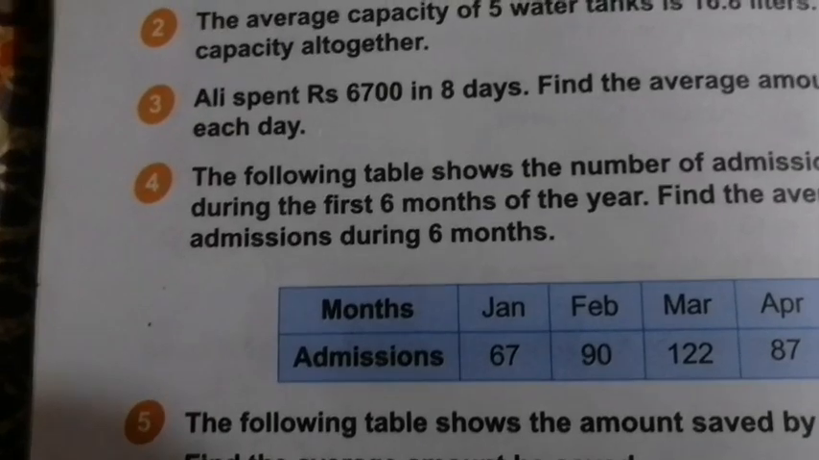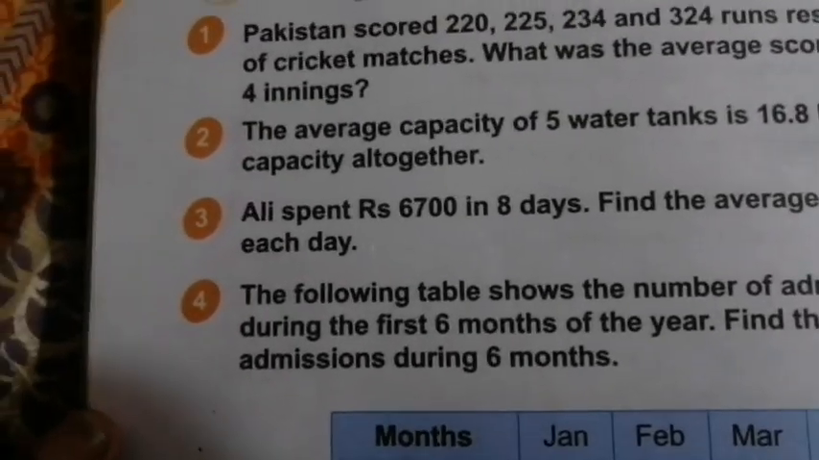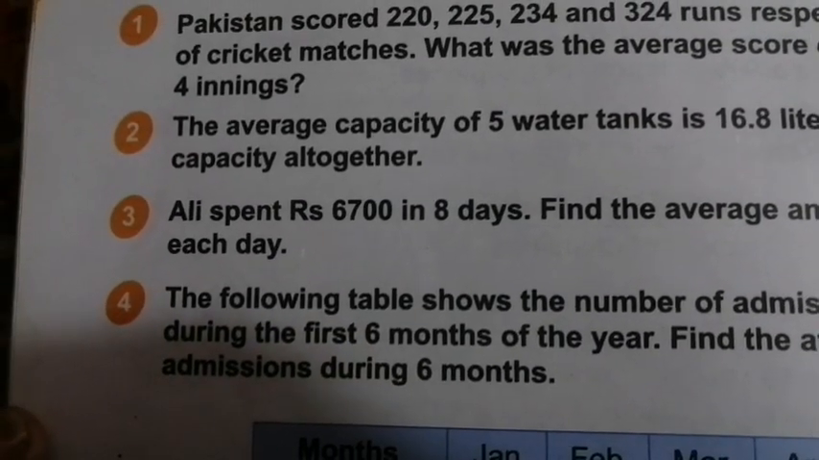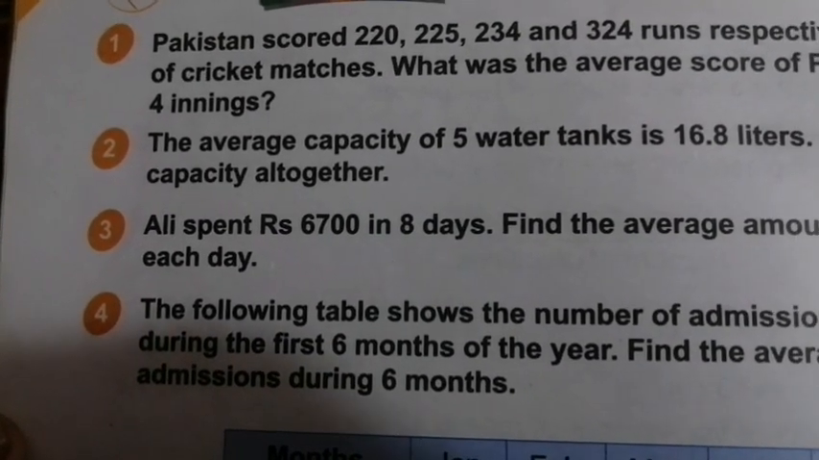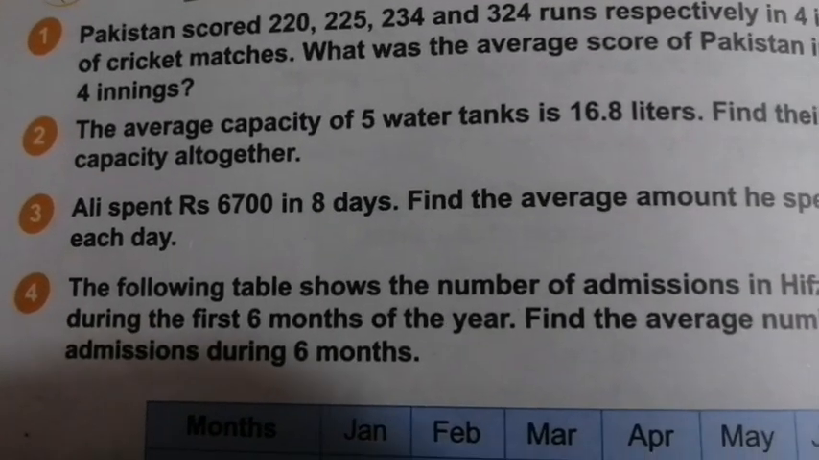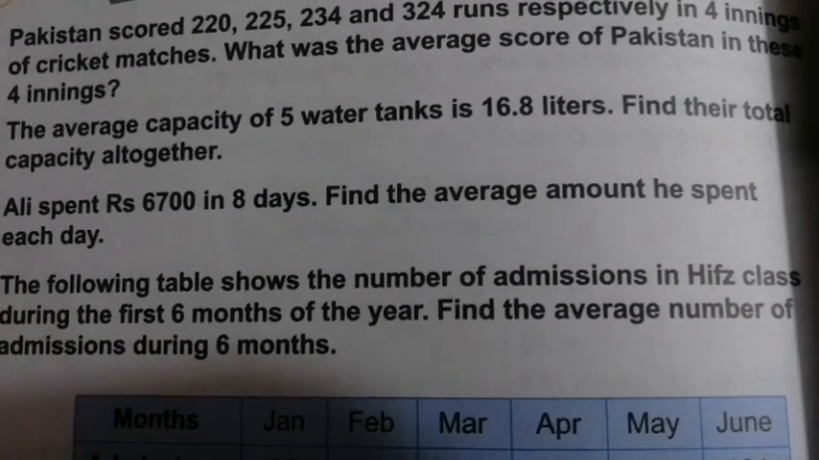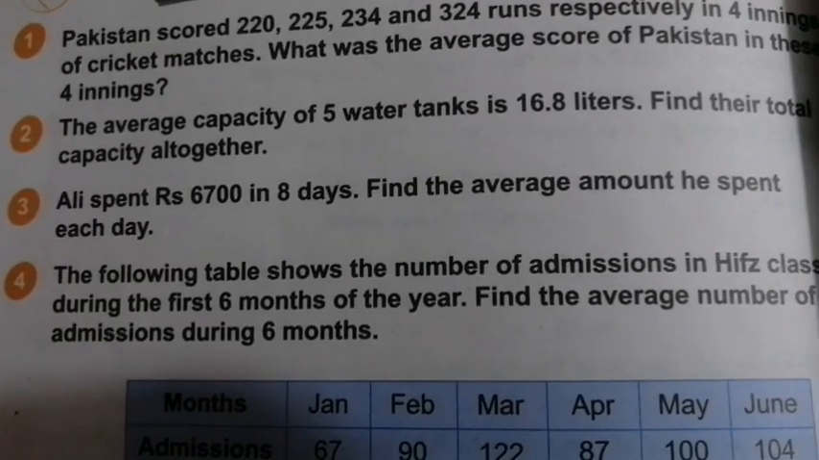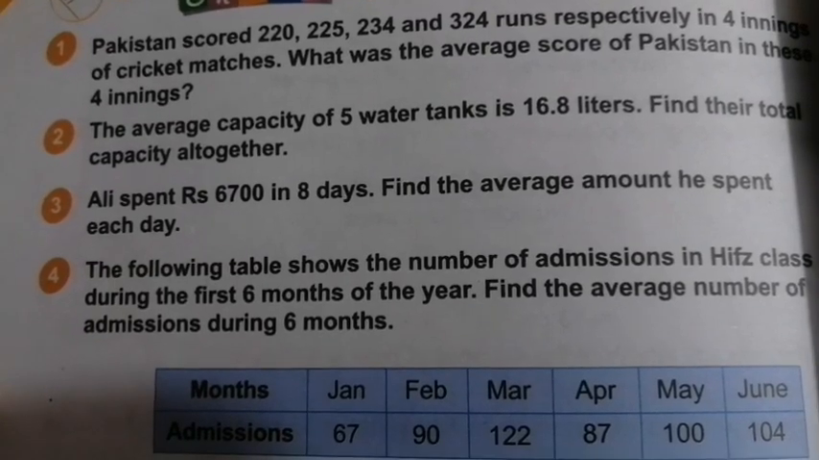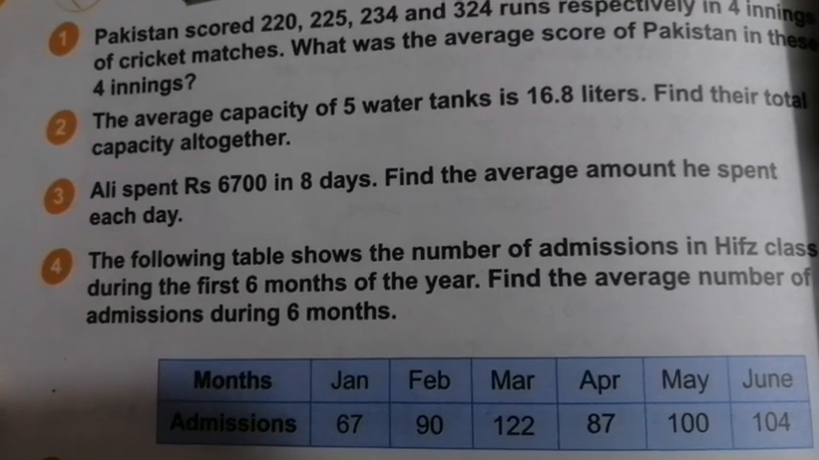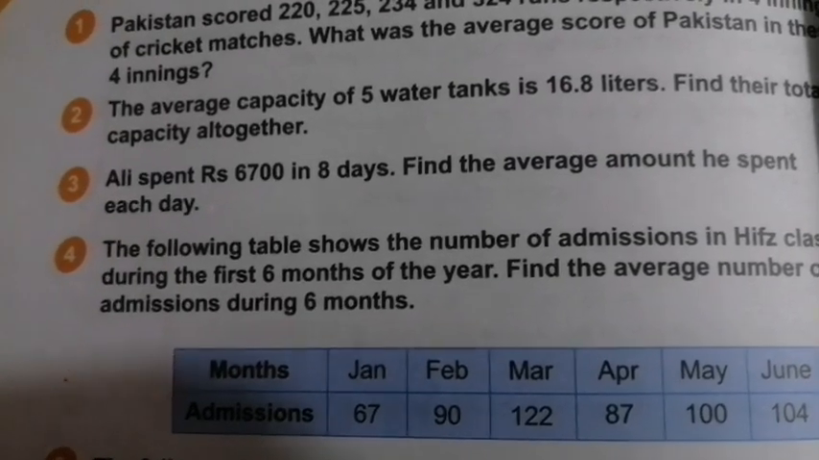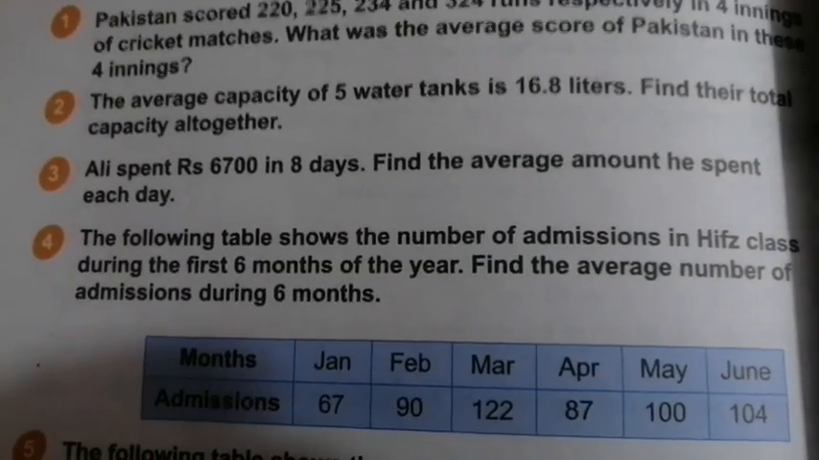So here, question number 3. Ali spent rupees 6,700 in 8 days. Find the average amount he spent in 1 day. So in 8 days he has spent 6,700 rupees. We have to calculate per day, in each day, how much he spent. So let's see how we will find.